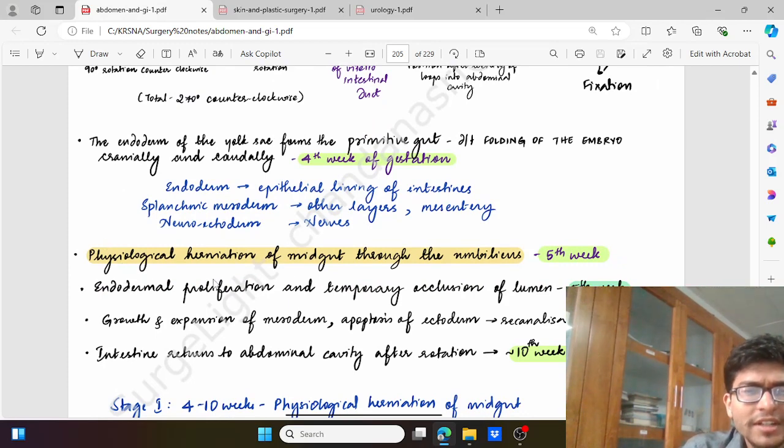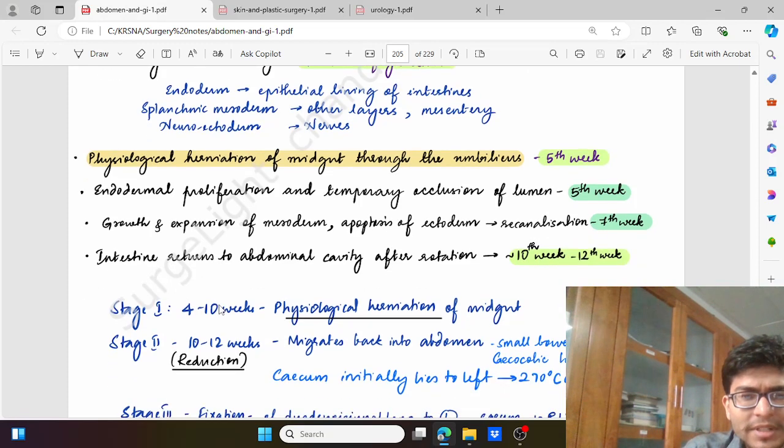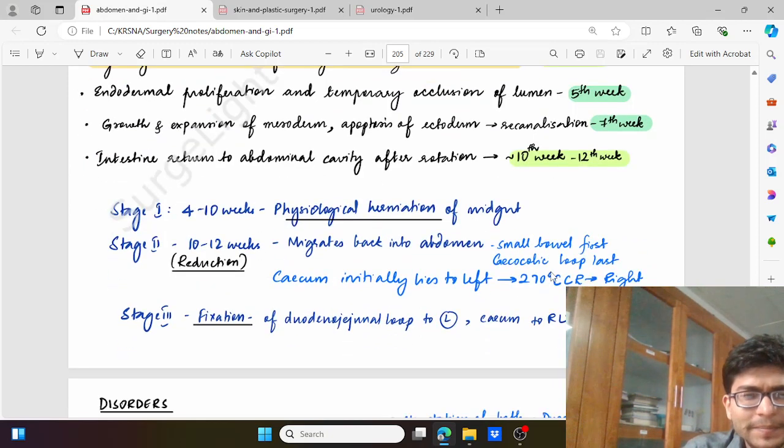Then the physiological herniation of the midgut through the umbilicus occurs in the 5th week, as you have seen in the diagram. Then endodermal proliferation and temporary occlusion of the lumen occur in the 5th week. Growth and expansion of mesoderm and apoptosis cause recanalization in the 7th week. And lastly, the intestine returns to the abdominal cavity after rotation in the 10th to 12th week.